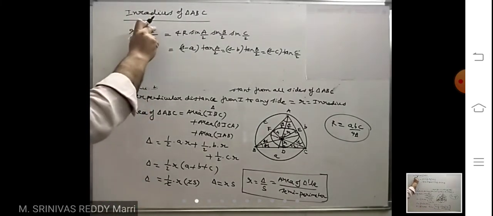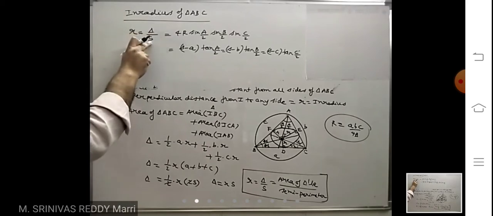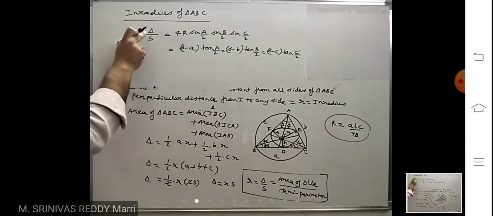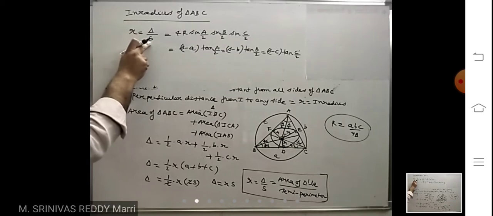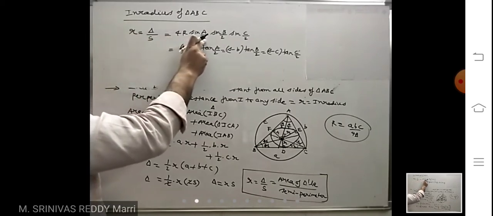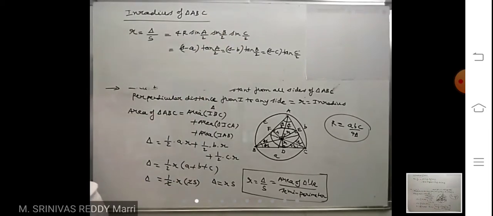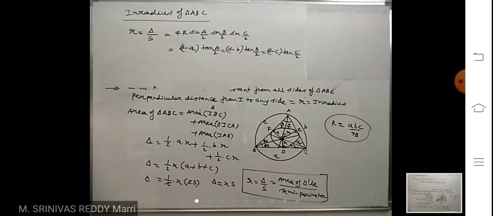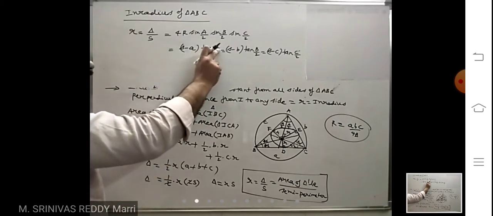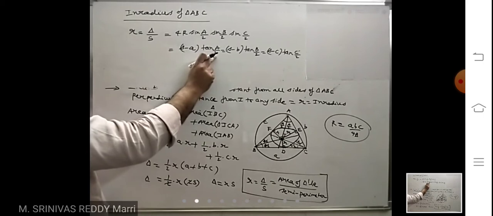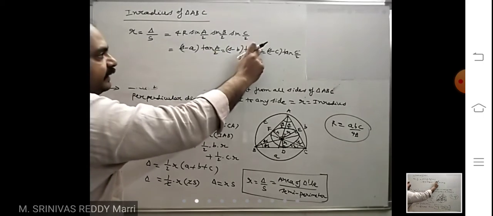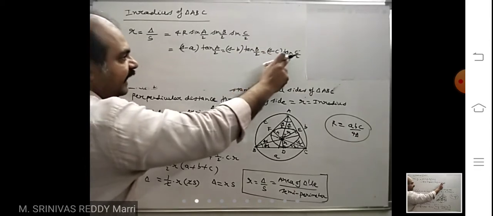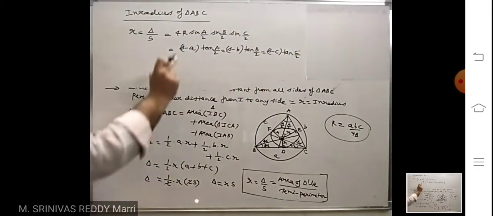This formula we will use when you know the area of the triangle and semi-perimeter. If you know delta and S, we will use this formula. Suppose angles A, B, C are known and circumradius capital R you know, then we will use the formula 4R sin A by 2, sin B by 2, sin C by 2. If you know angle A, then we will use S minus A tan A by 2. If angle B is known, we will use this formula. If angle C is known, we will use this formula. Look, all these are the same.